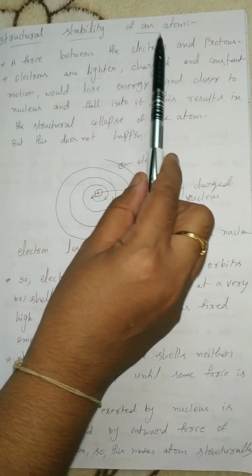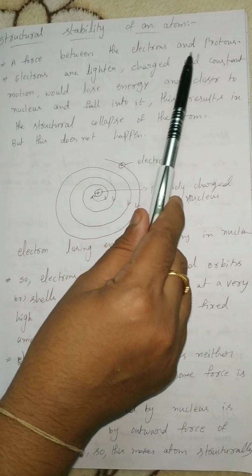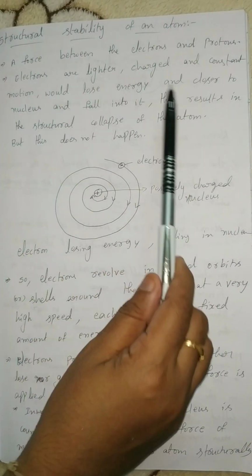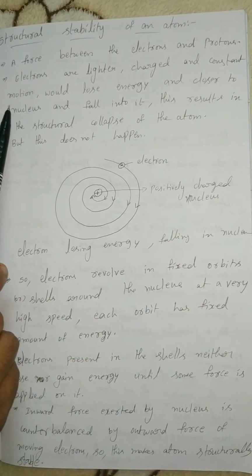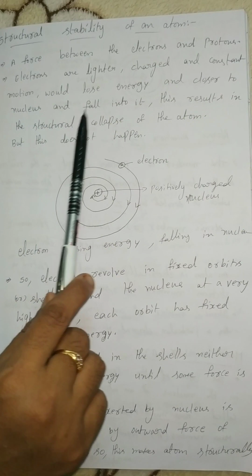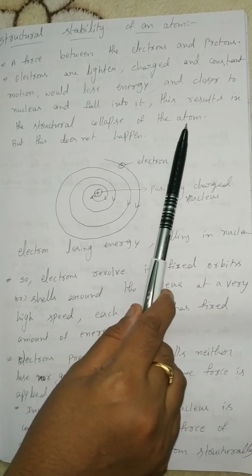Structural stability of an atom. There is a force between the electrons and protons. The electrons are light, charged, and in constant motion. They would lose energy, move closer to the nucleus and fall into it. This would result in the structural collapse of the atom.